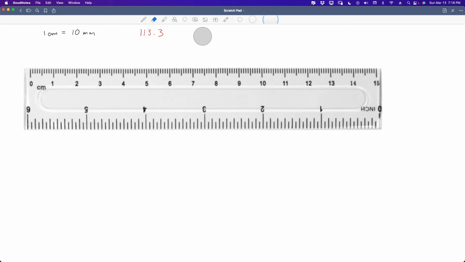I don't know what my little thing is doing right here. It's just not wanting to go straight up and down. Let's just go straight up and down right here. All right, that's where I wanted to mark it.